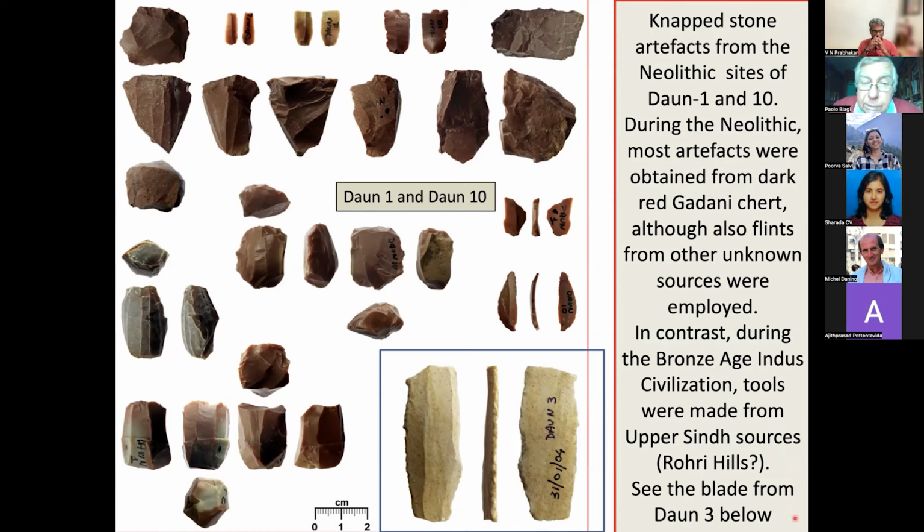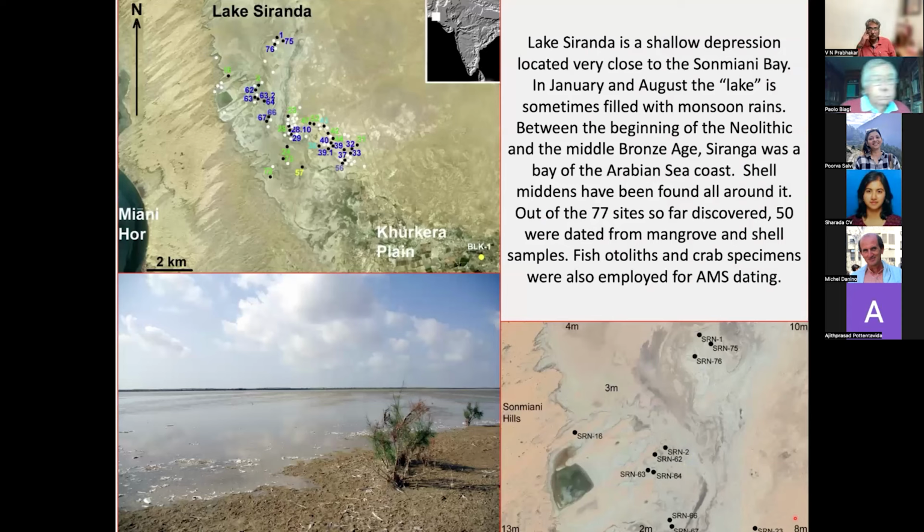From Siranda we have something else, but these are the Neolithic sites number 1 and number 10. If you move down to this piece of flint or chert, you see that it is totally different. This is the Bronze Age site, dome number 3, and the chert is not local at all. It comes from Upper Sindh, most probably from the Rohri Hills. Dimensions are different, the type of retouch is different, the color is different, the texture is different. So this is imported, and these are local, from an outcrop about 10 kilometers apart. Next one, just a few more.